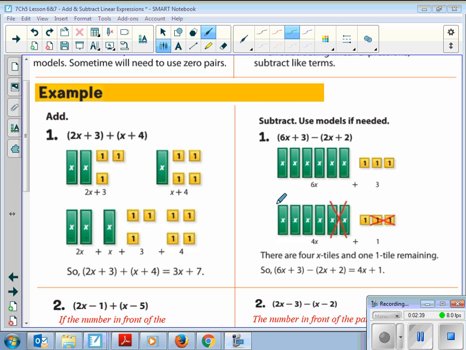For subtraction, it's the same thing, except we're just taking things away. So here, if we have the quantity of 6x plus 3 minus the quantity 2x minus 2, the whole thing is a 6x plus 3. We're taking away 2 of the x's and 2 of the 1's. And that's what it looks like in the model when we take away 2 of the x's and 2 of the 1's. And what's left is 4 of the x's and 1 of the 1's. So this expression simplifies to 4x plus 1.